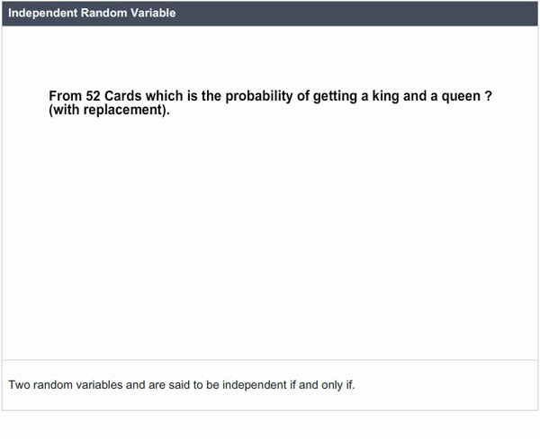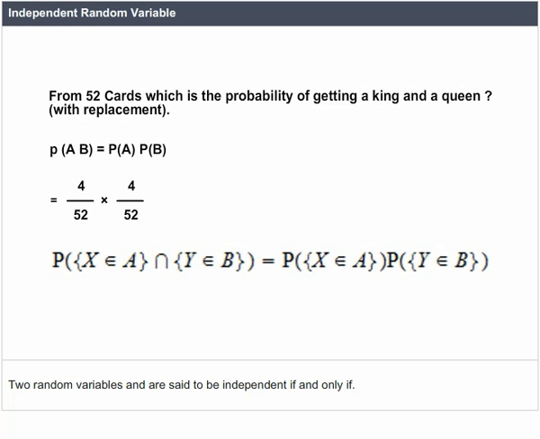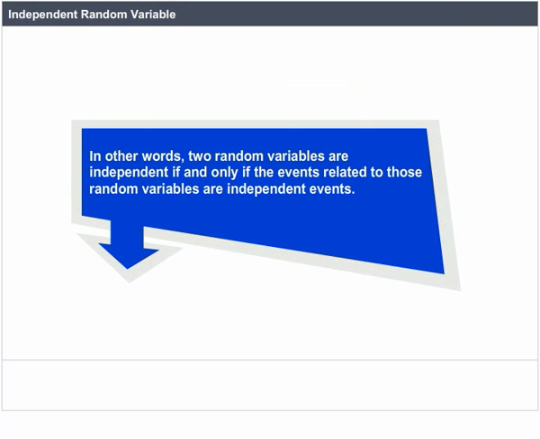From 52 cards, what is the probability of getting a king and a queen with replacement? P of A and B is equal to P of A times P of B, equal to 4 by 52 times 4 by 52. Then probability of X belongs to A intersection Y belongs to B equals probability of X belongs to A times probability of Y belongs to B. In other words, two random variables are independent if and only if the events related to those random variables are independent events.